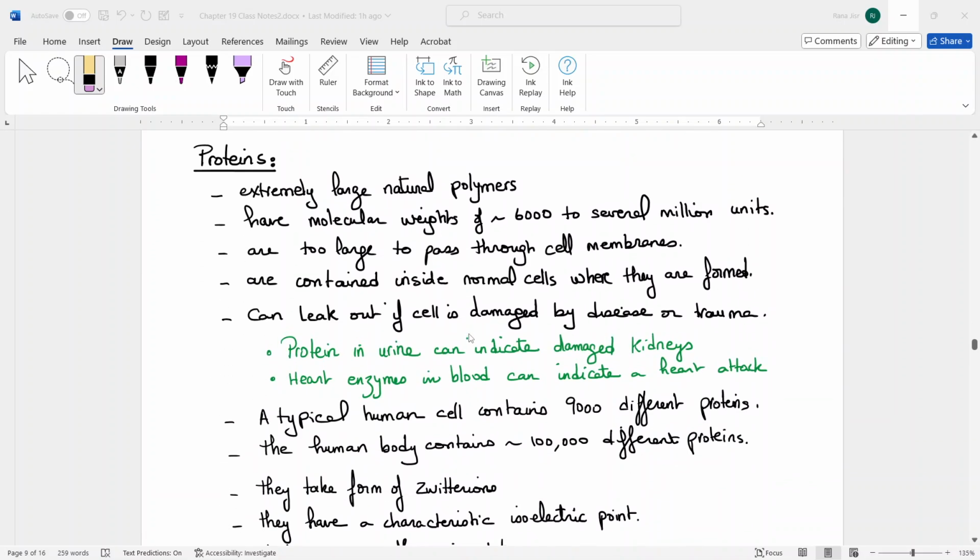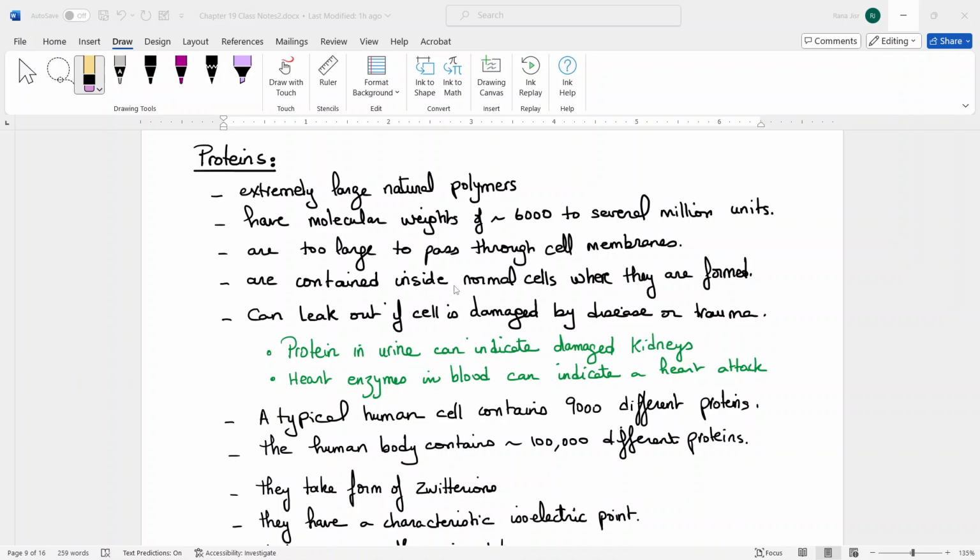To run through some protein properties, we said that these are very large natural polymers. They have a very high molecular weight of 6,000 to several million units. These are too large to pass through the cell membrane. We said that we start calling it a protein, a polymer chain, whenever it has more than 50 amino acids connected together. So 50 and more means that it is called a polymer chain.